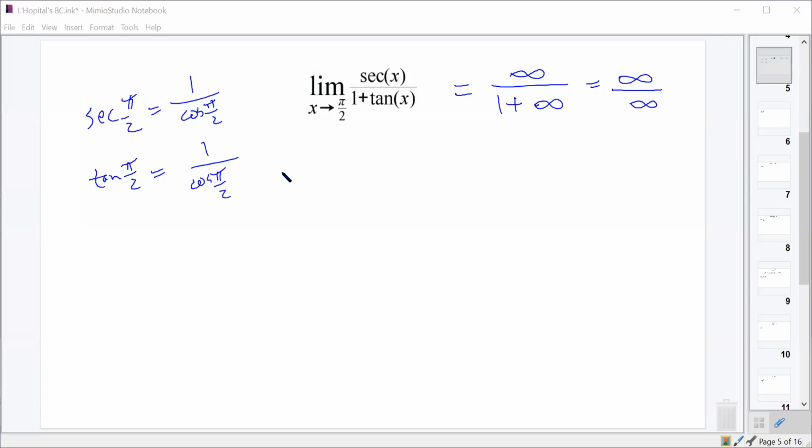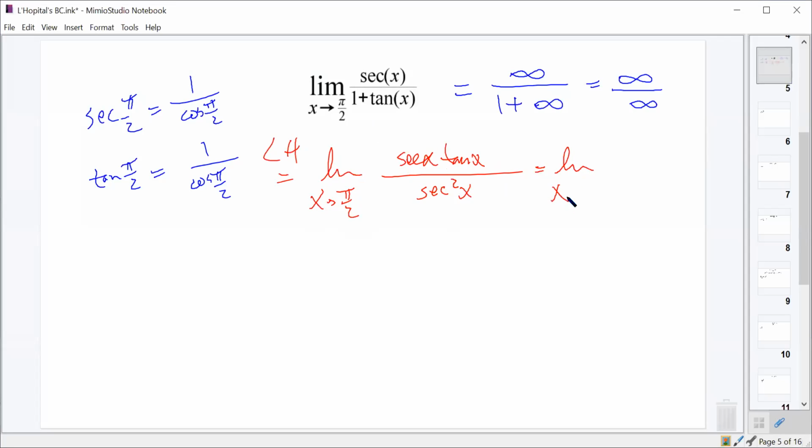Good. So using L'Hopital's rule, this becomes the limit as x approaches pi over 2. Derivative of secant is secant x tangent x. Derivative of 1 plus tangent is secant squared x. And we could simplify by canceling out some secants, right? Before we try to evaluate. That'll just become tangent x over secant x.